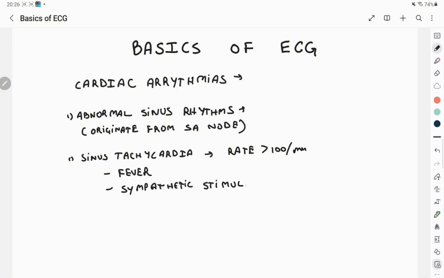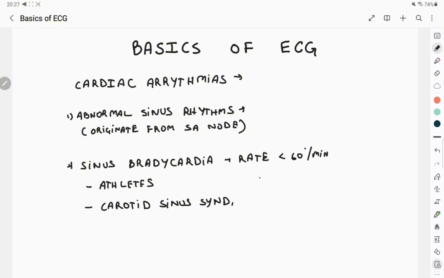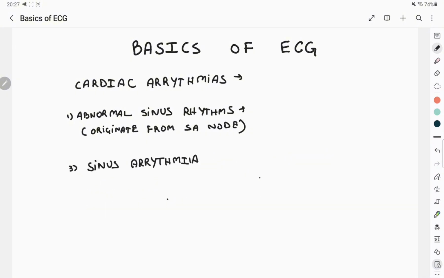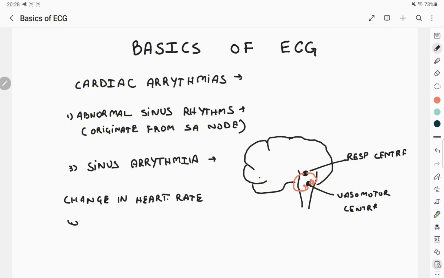Causes include fever, sympathetic stimulation, or a weakened heart muscle. Sinus bradycardia is a resting heart rate less than 60 beats per minute. It can be seen in athletes with a very strong heart and carotid sinus syndrome. The third sinus rhythm is called sinus arrhythmia. This happens because the respiratory center and vasomotor center in the brainstem are very close to each other and signals from respiratory center spill over into vasomotor center, changing vagal and sympathetic signals with each breath.